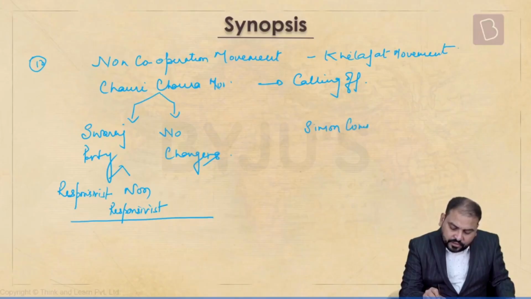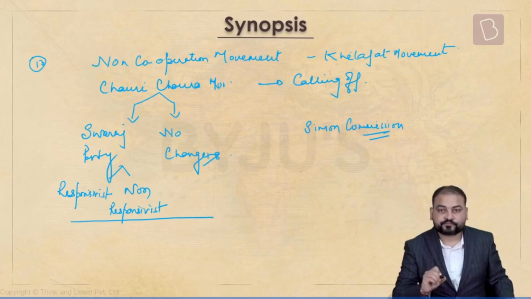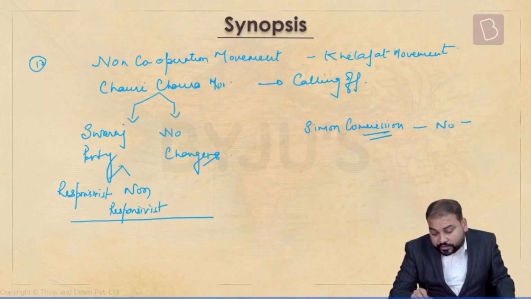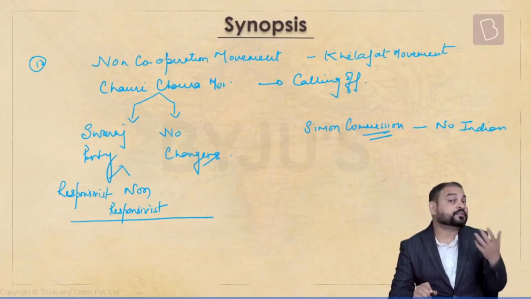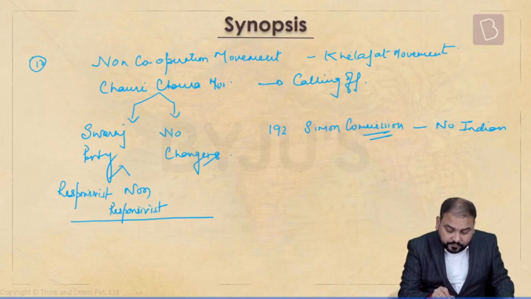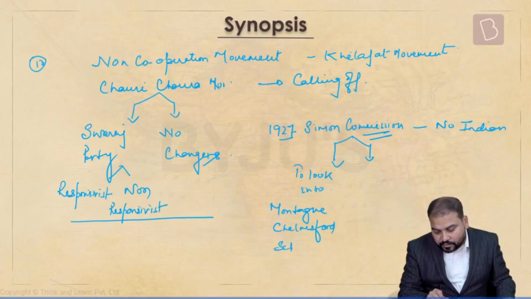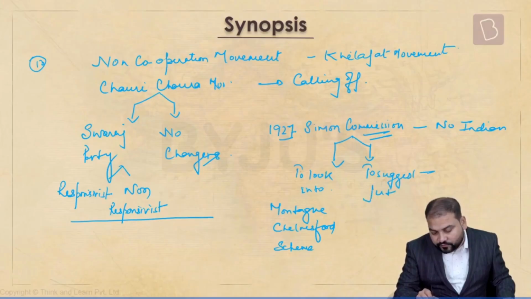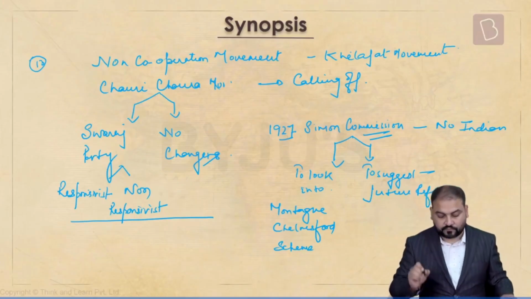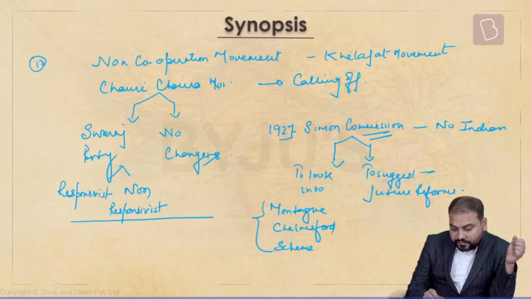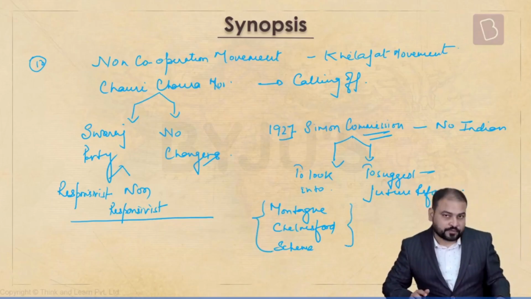Finally, they all will come back, and around this point of time, you will see that Congress and many others will protest against the arrival of the Simon Commission. Why? Because it had no Indian. And why did this commission come? This is around 1927. This commission came to look into the Montagu-Chelmsford scheme and to suggest future reforms. Remember, we will study this. We have not talked about this, but we are going to talk.